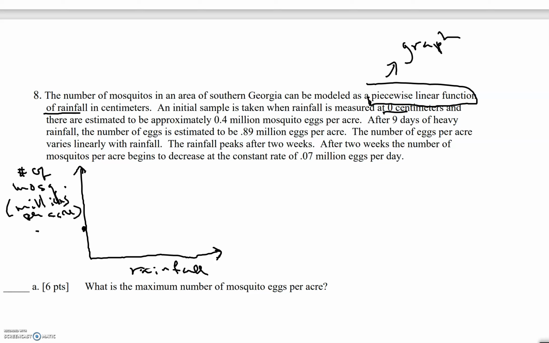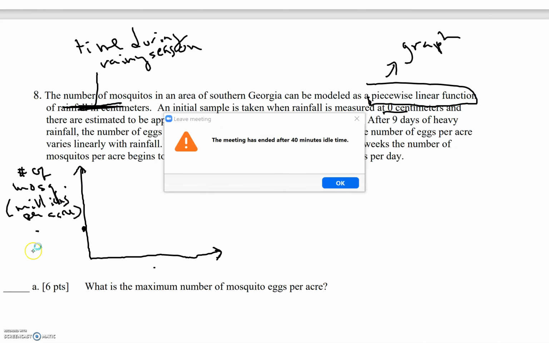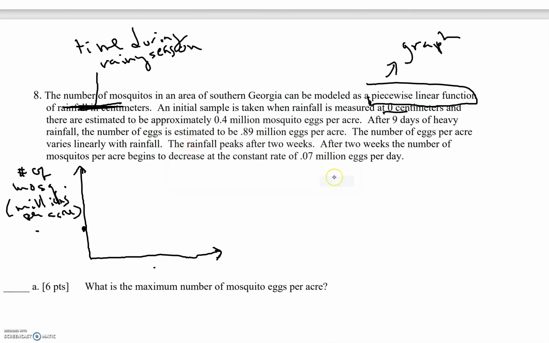Let's change it to say it can be modeled as a piecewise linear function of time in days during heavy rainfall, okay? So I am going to change that. Sorry about that. Okay, so let's say of time during the rainy season. And that way this axis will not represent rainfall anymore. It will be time. Okay, so I know that that's kind of unfair to change the problem, but well, it didn't really totally make sense before, so now we can do it.